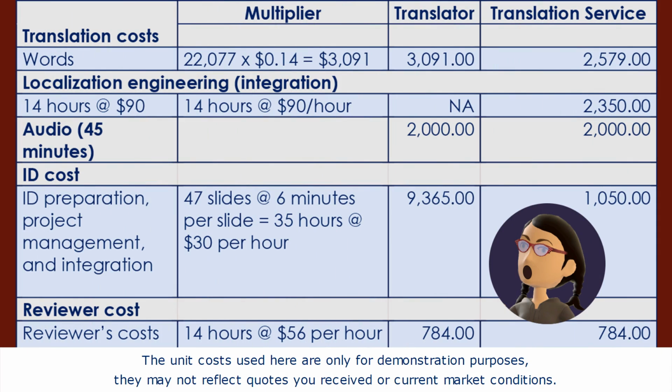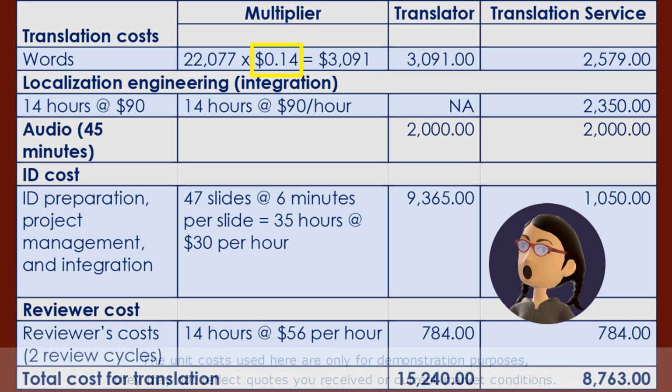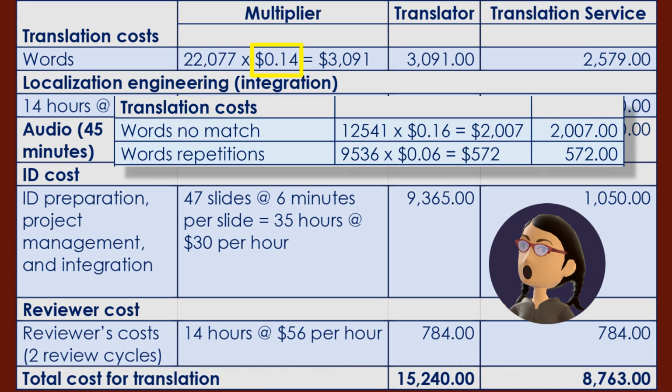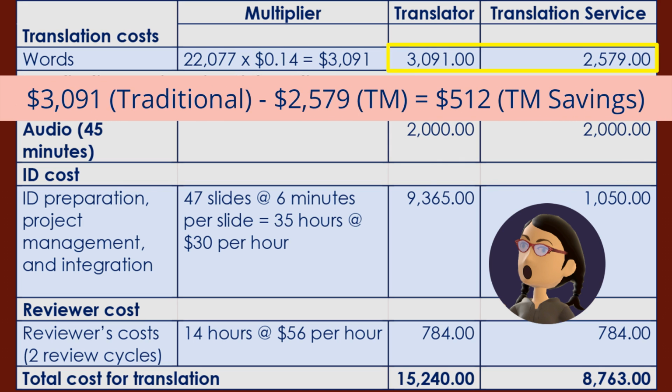In this table, we compare the cost of a translator against the service. The cost charged by the translator was 14 cents per word. At a glance, this looks better, because the initial translation service cost is 16 cents per word. When the TM is accounted for, you get a discount for repetition. Using a TM results in a savings of $512.